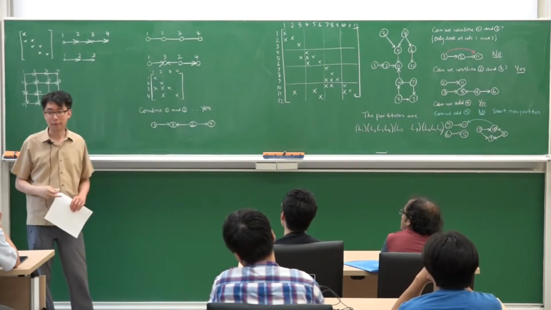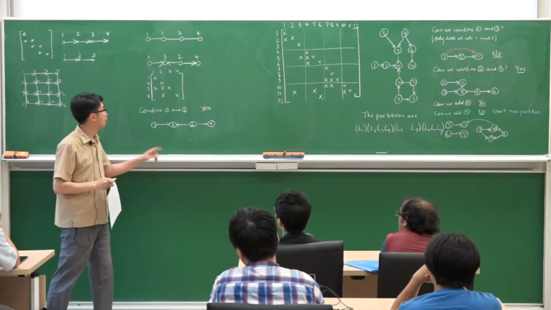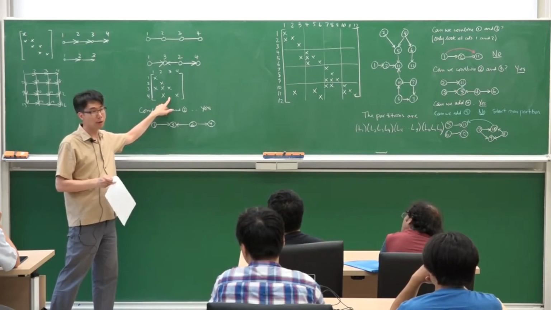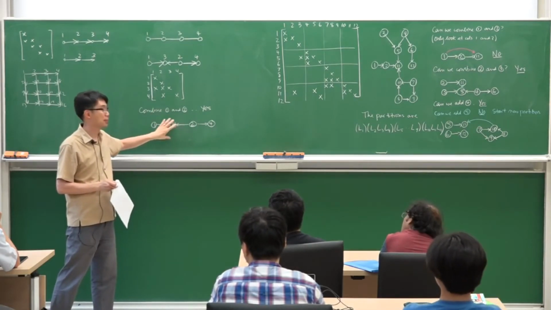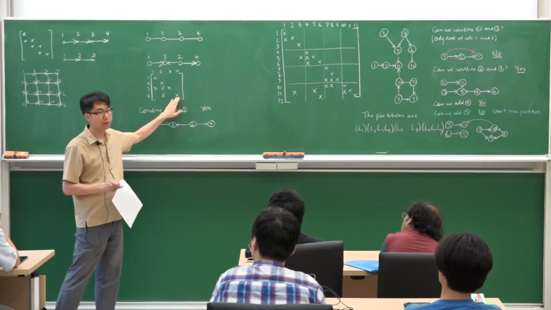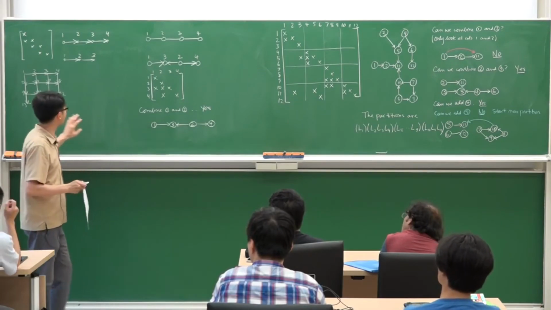Can we also combine 3? If we combine 3, look in column 3, there's no new edges that I need to add. So the graph is the same. So the answer is yes. And can we combine 4? The answer is also yes. So pretty amazing. We just reordered this a little bit.